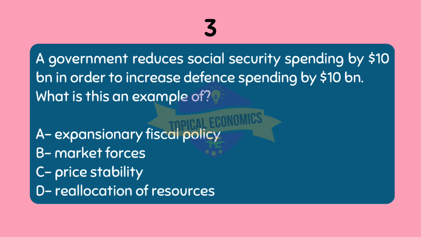case here. Option B, market forces, refers to supply and demand in a free market determining the allocation of resources, but this decision is a direct government action, not market-driven. And Option C, price stability, involves controlling inflation to keep prices stable, which is unrelated to shifting funds between sectors.